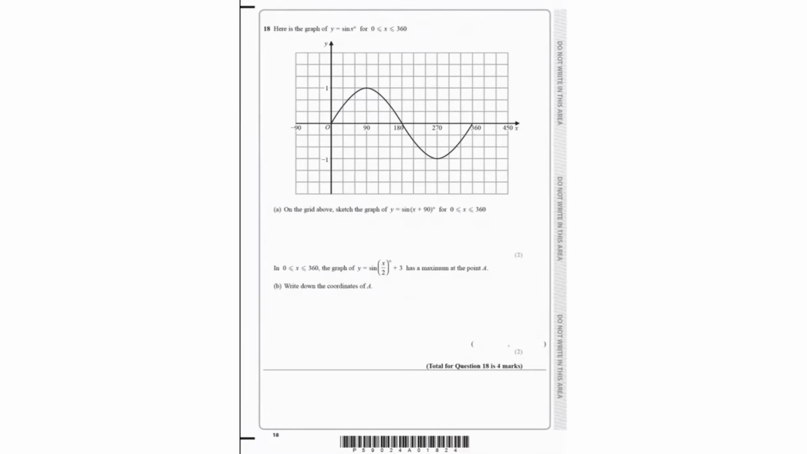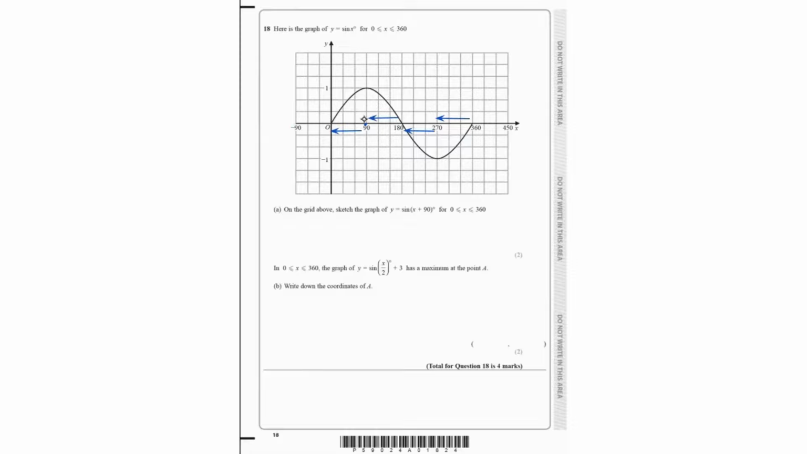Then it says here's the graph of y equals sine x for x less than or equal to 360 and greater than or equal to 0. On the grid above, sketch the graph of y equals sine of x plus 90 for x less than or equal to 360 and greater than or equal to 0. So plus 90 means we are shifting the graph 90 units horizontally towards the left-hand side. So this moves over here, this moves over here, this here, and this here. So all of the x values have moved 90 degrees towards the left-hand side. Why? Because we're saying that it's x plus 90. So if it's x plus 90, we move 90 units towards the left-hand side.